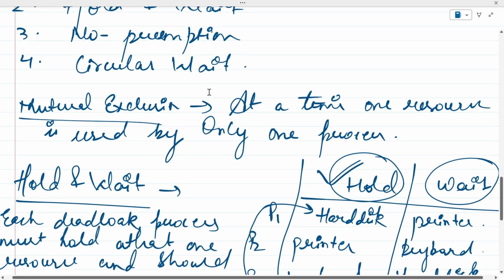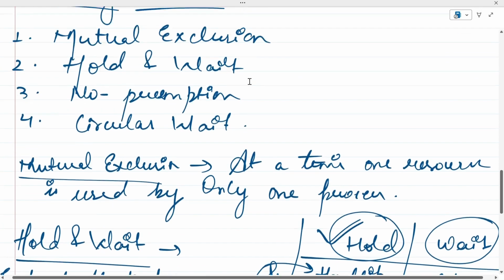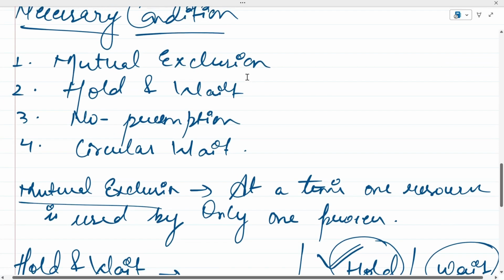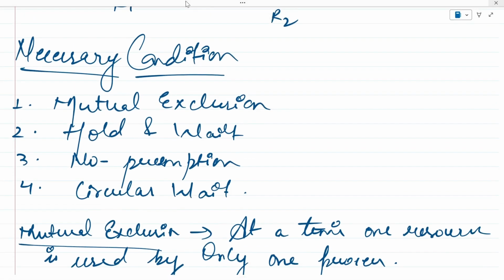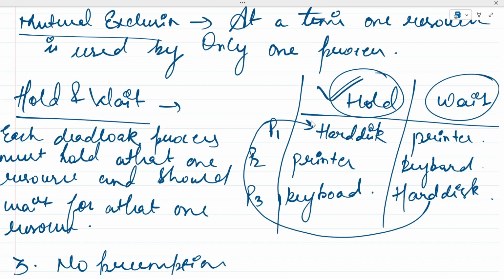If these four conditions are true, mutual exclusion: if at a time one resource is used by more than one process, then deadlock occurs. Hold and wait: one resource is held and the process needs another resource, but that resource is assigned to another process. Then hold and wait will occur.